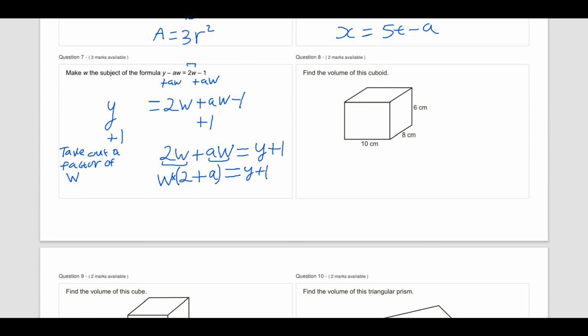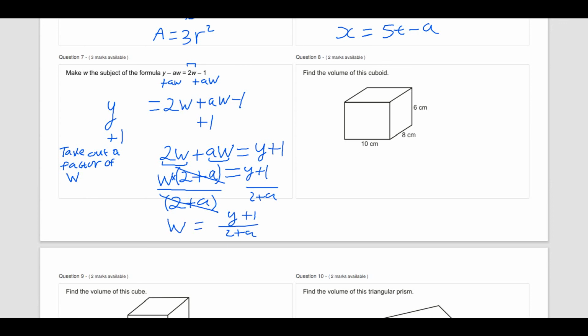To get w on its own, I'm going to divide both sides by 2 plus a. So that on the left-hand side, my 2 plus a's cancel, leaving me with w is equal to y plus 1 over 2 plus a.